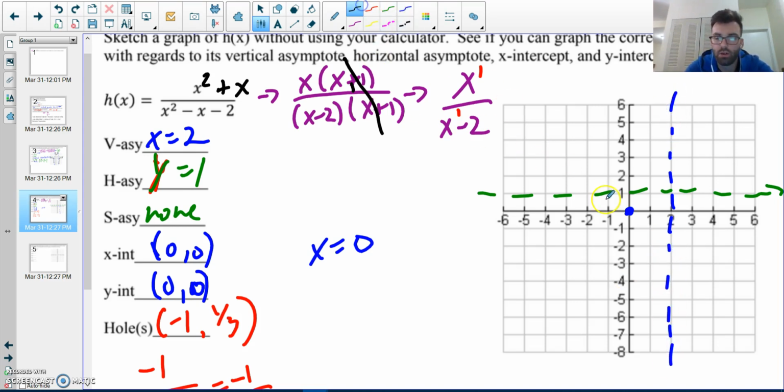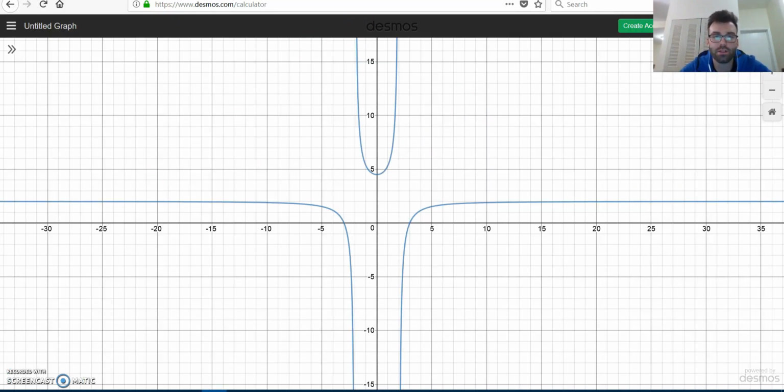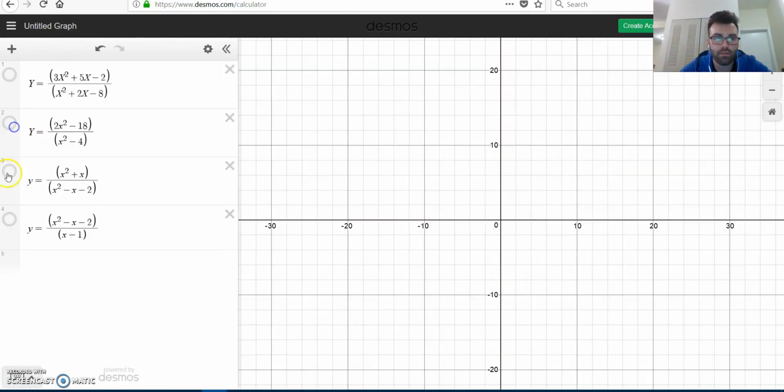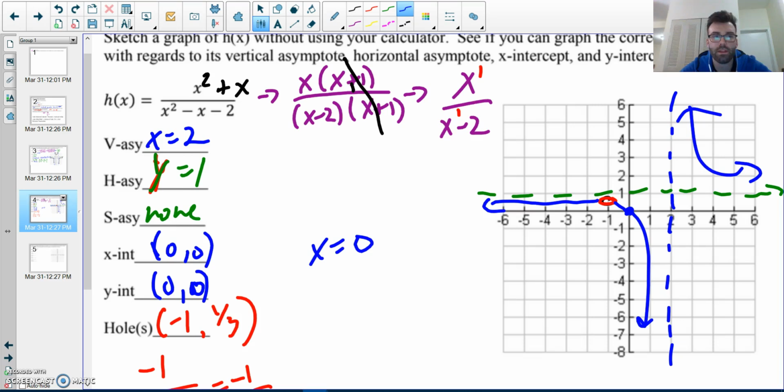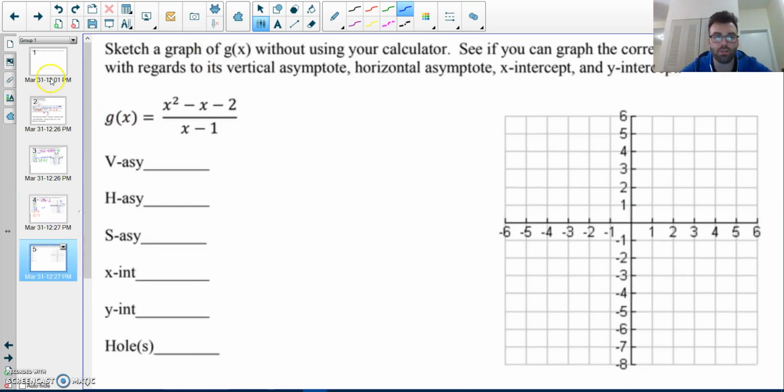I have a hole. Figure out what we know, and knowing what we know about rational functions, my function should look something like this. How would I know for sure? Oh, if I don't know for sure, I can always graph it. Boom. It should look something like that. Now, we can't see the hole, but if you look at your graph and use the trace feature, you'll know that there actually is a hole.